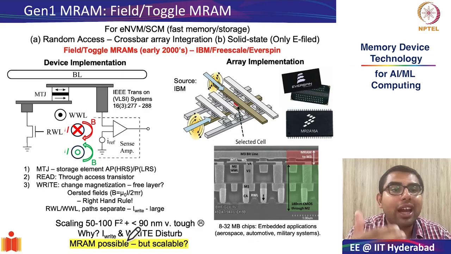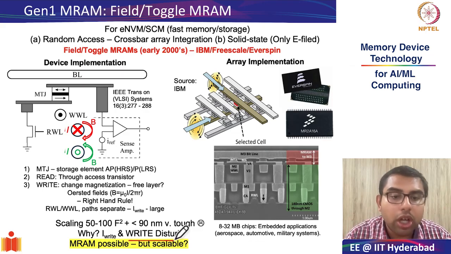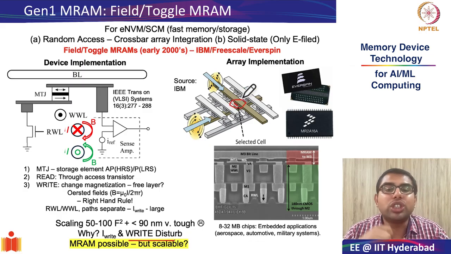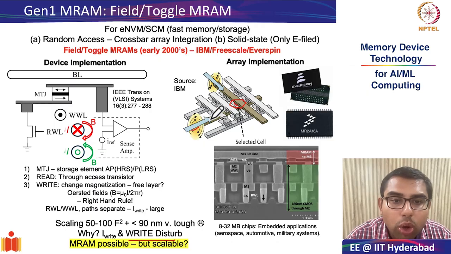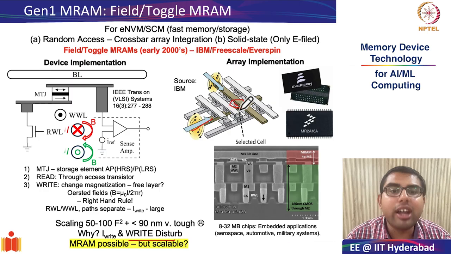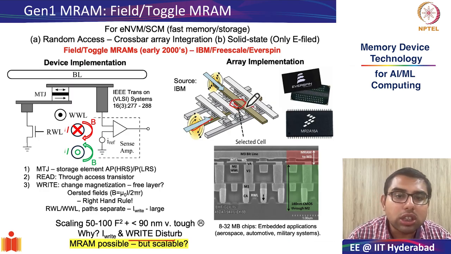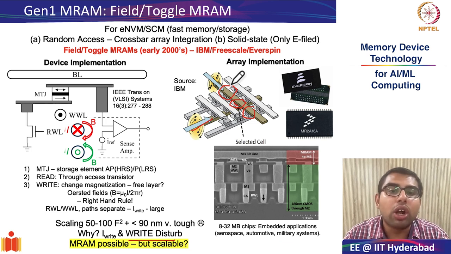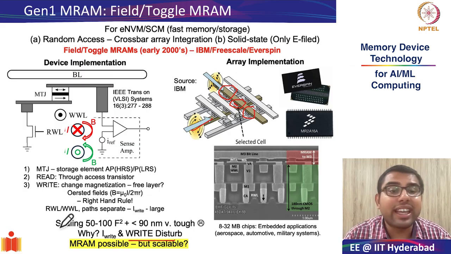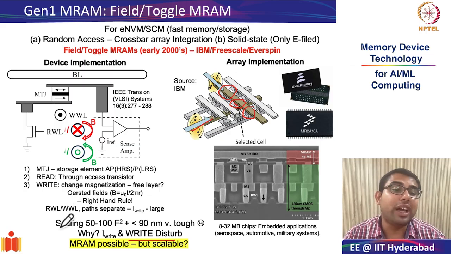Not only that, from our understanding of previous ENVM devices or non-volatile memory devices, you can understand that field or toggle MRAMs will have a huge extent of write disturb. This is because suppose this particular selected cell, you need to change the magnetization, and that is how you will do through the write word line. The magnetic fields which are generated by the write word line will cause some disturbance in the magnetization of the free layer of neighboring cells also. So this write disturb and large write current prevented the proper scaling or good scaling of these field MRAMs.